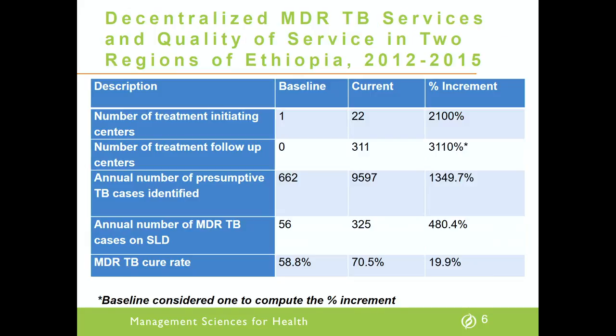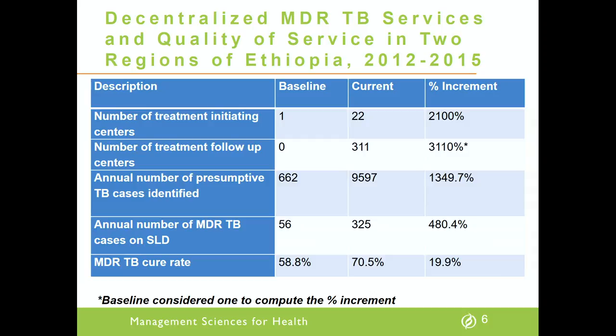So as a result, if you compare the baseline values, number of treatment initiation centers has increased from 1 to 22. Treatment follow-up center, there was no treatment follow-up center. We had to provide it in a single center, both the treatment and follow-up. So we have more than 300 centers providing the service in the 2 regions. And our number of TB cases screened or tested for MDR-TB has increased about 14-fold, which is from just 600 to more than 9,000 in a year. And annual number of MDR-TB patients enrolled and put on second-line drugs increased from 56 to 325.